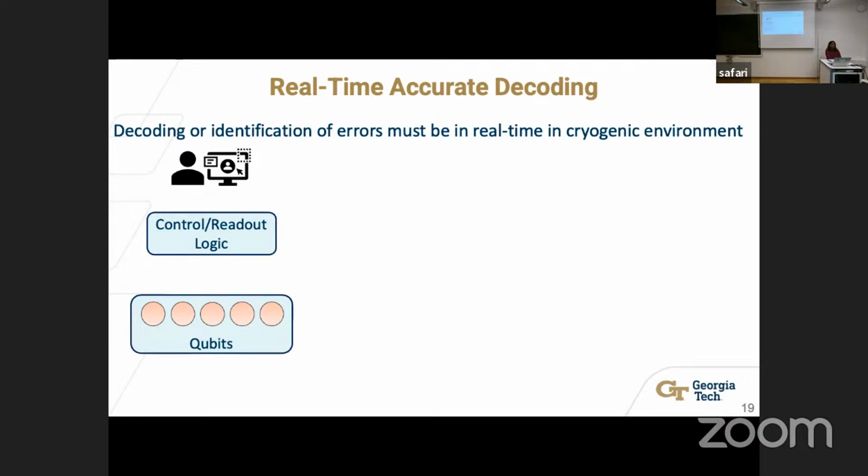I think I'm missing how this looks in a system. So you're measuring your qubits, and based on your measured values, you're decoding. Yes. And then I guess you're feeding these values back into your control unit, right? Yes. Okay. I'm not sure I understand why this needs to be real time.